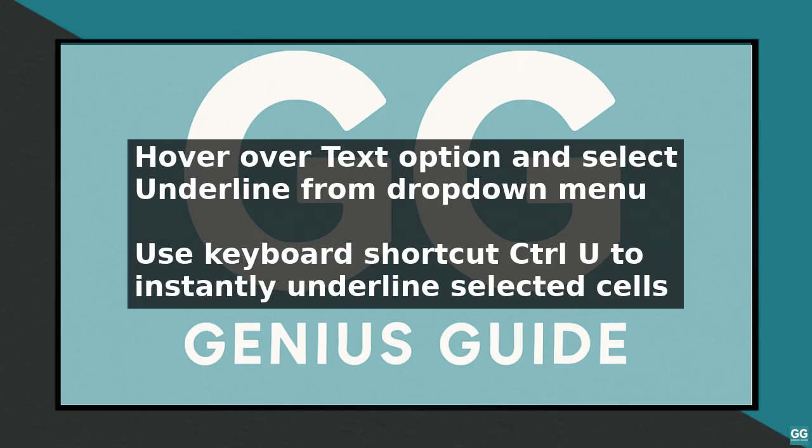From this menu, select Underline. This will immediately apply an underline to the selected cells. You can also use the keyboard shortcut Ctrl-U to underline the selected cells.